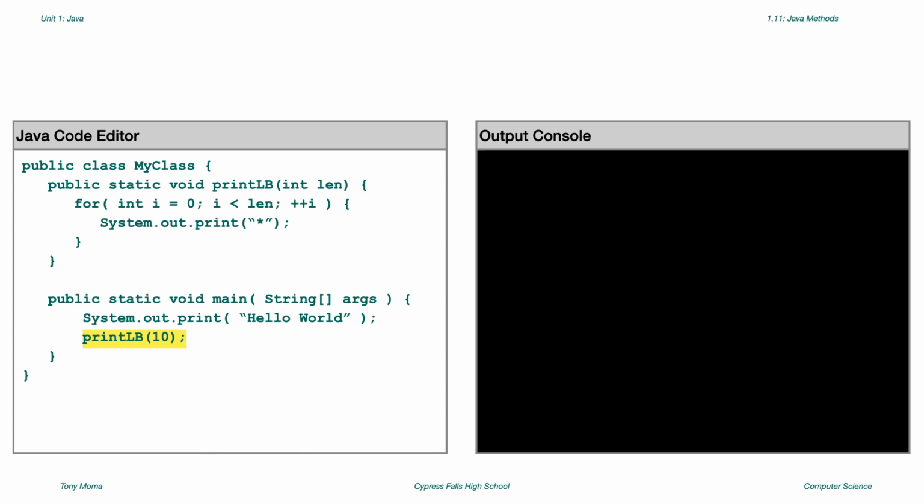And since 10 is the value of the parameter, that's how many iterations will be performed inside the body of the method. Thus, when we execute the main method, of course, hello world will get printed out first. Then the printlb method will get invoked with the value 10 as the parameter. 10 stars get printed out. Now suppose I add another line where I call the printlb method passing 3 as a parameter. Well, in this case, 3 stars get printed out.